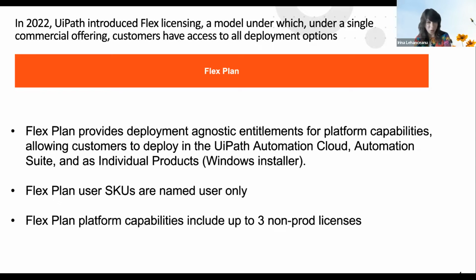And moreover, in the same offer, you will also have up to 3 non-production licenses. So let's say if you have one production Orchestrator that comes with these SKUs, you are allowed to have up to 3 non-production Orchestrator, Process Mining, and Insights.